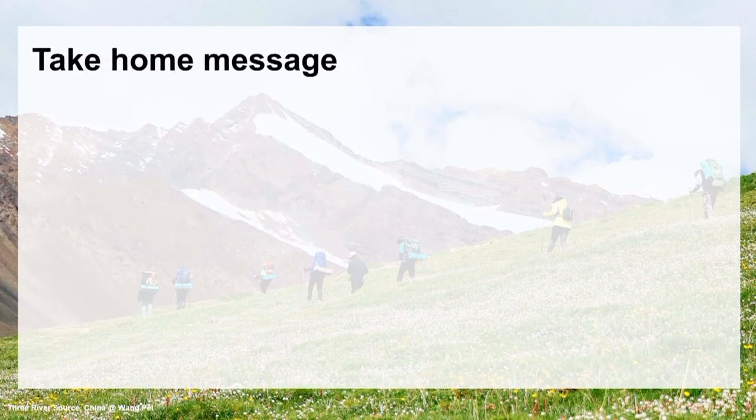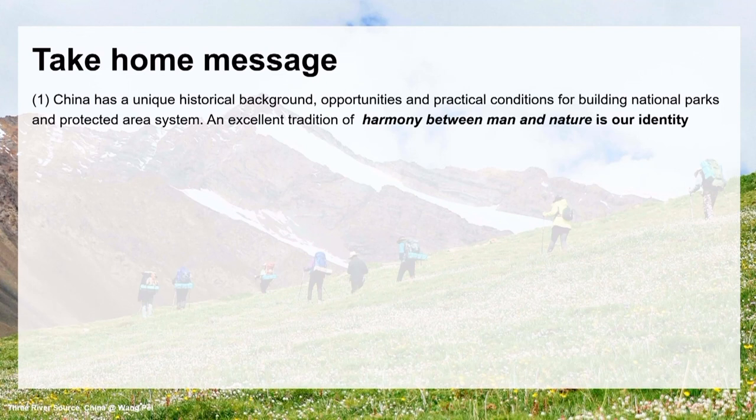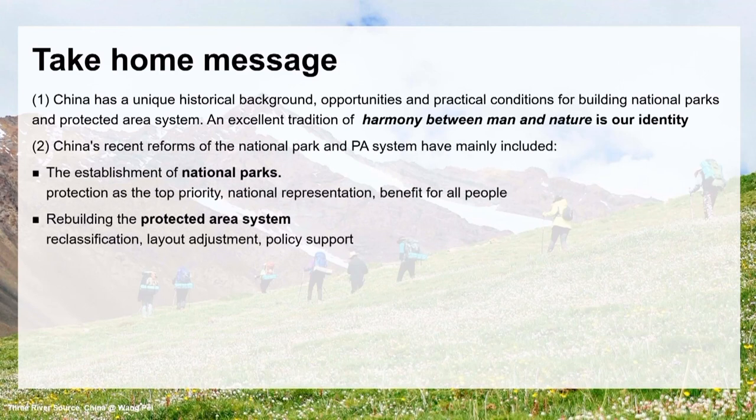Here is the take-home message. China has a unique historical background, opportunities, and practical conditions for building national parks and protected area systems. An excellent tradition of harmony between man and nature is our identity. China's recent reforms of the national park and protected area system have mainly included two aspects. One is establishment of the national park. The three major principles are protection as the top priority, national representation and benefit for all people. The second aspect is rebuilding the protected area system, including reclassification, layout adjustment, and policy support.